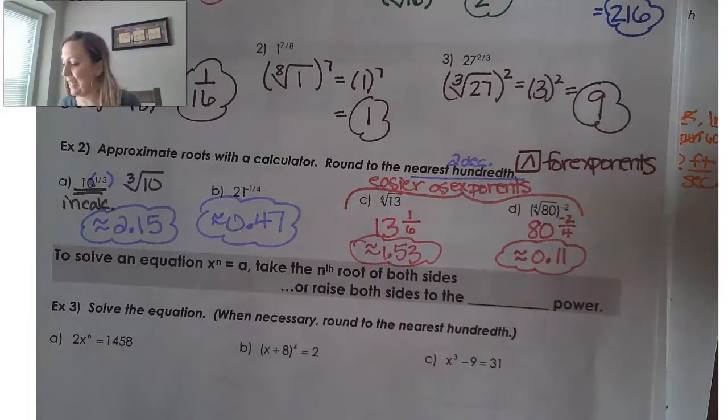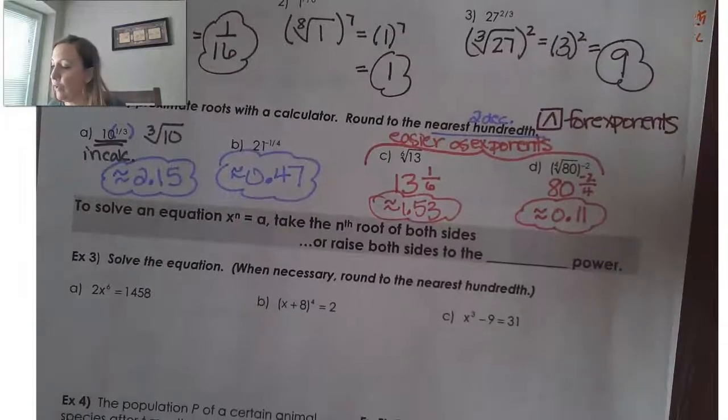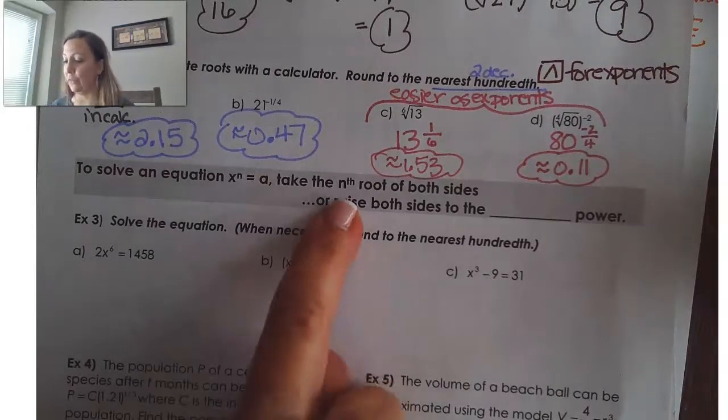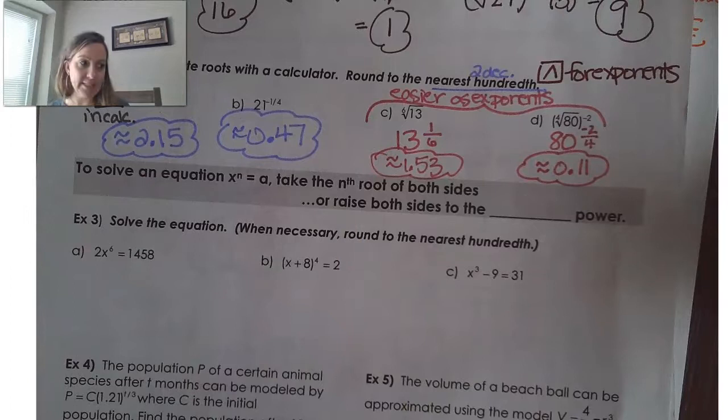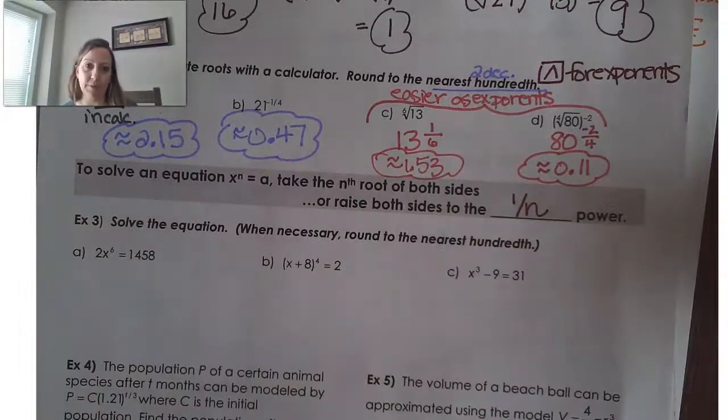Okay, so next, let's talk about solving equations. To solve an equation, x to the n equals a, what we can do is take the nth root of both sides. And again, when you take the nth root of both sides, that is the same as raising it to the 1/n power. Okay.